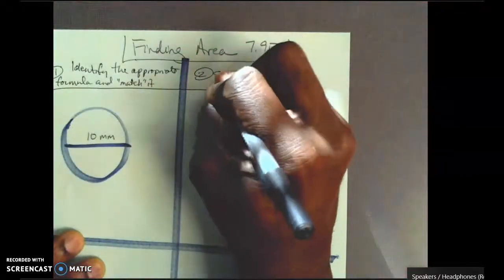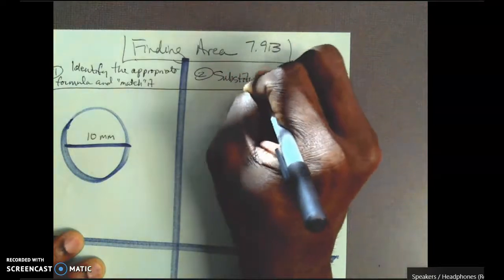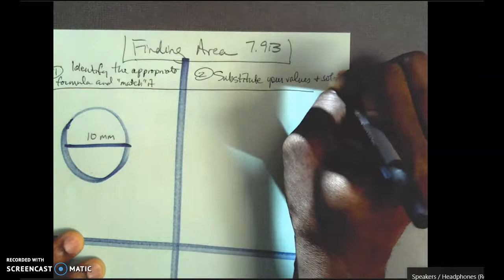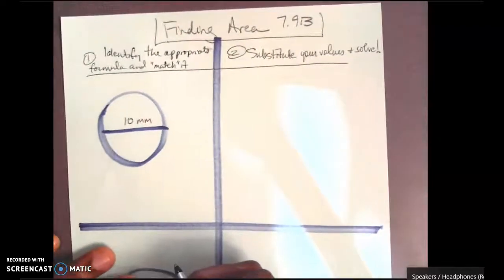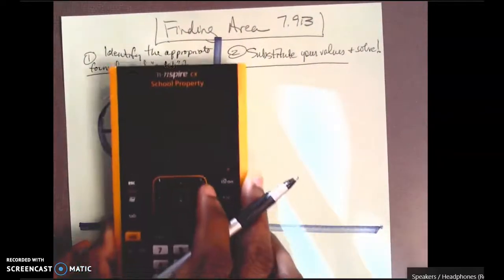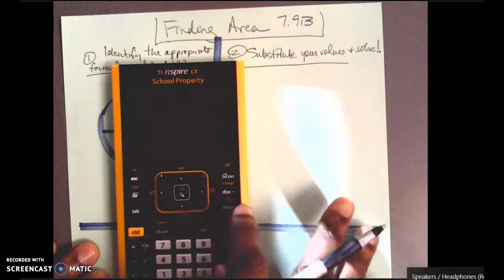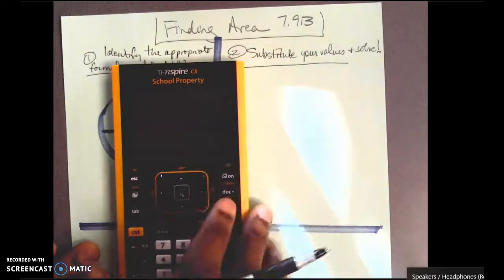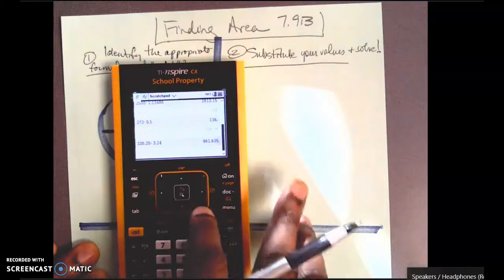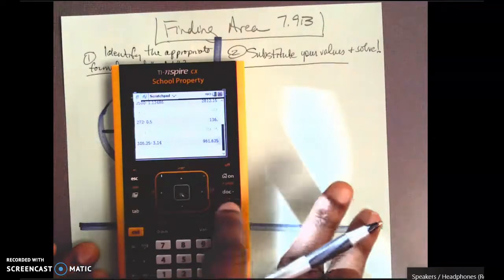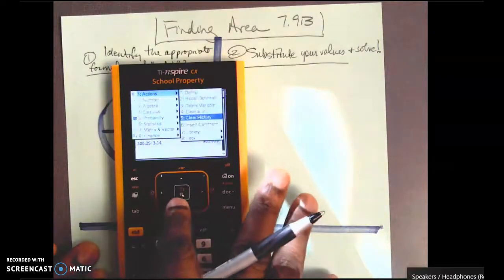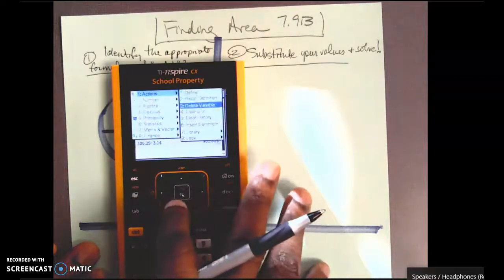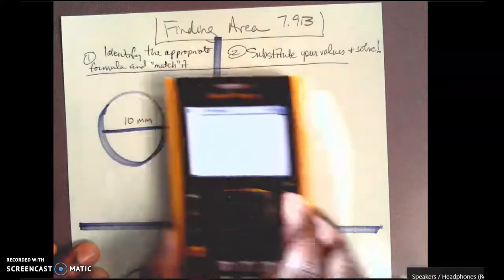So then, as always, you're going to substitute your values and solve. Okay, substitute your values and solve. So this is going to be relatively simple. I'm going to pull out my handy dandy calculator because I am going to use that for the sake of speed and accuracy. All right, so let's go ahead and clear our memory and our history. Okay, sorry. All right, so that is clear.